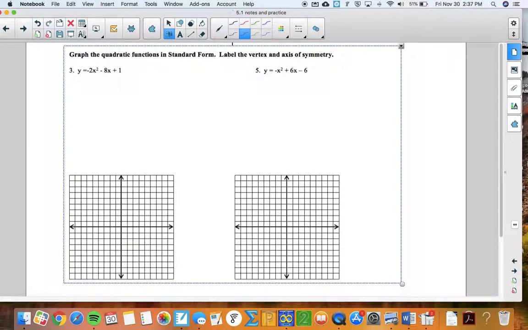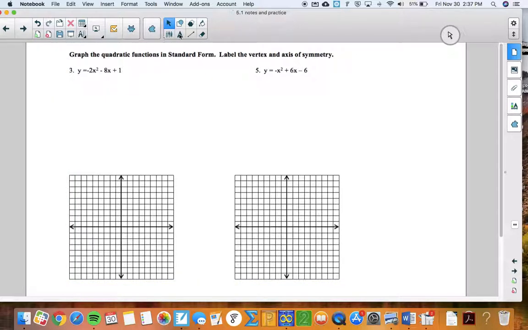So for number 3, when you look at A through C above, the first question is, does it open up or down? Well, I know that this opens down. So when I graph this function, because the directions say graph the function in standard form, label the vertex and the axis of symmetry, I'm expecting to see a frowny face. And if I don't, I made a mistake.